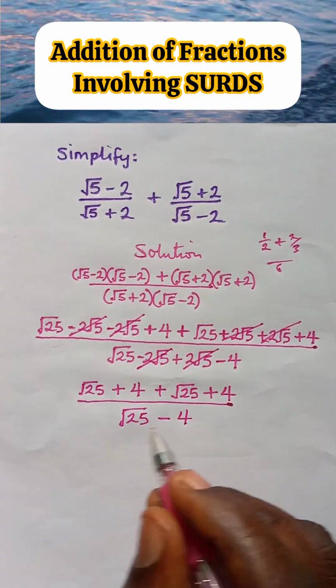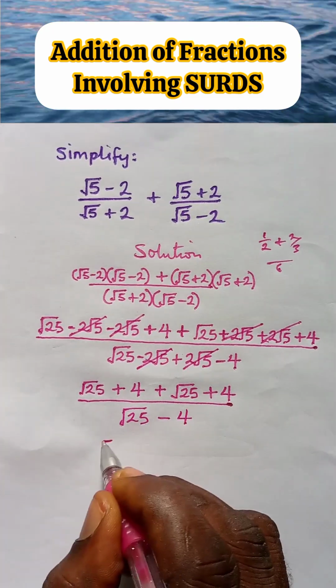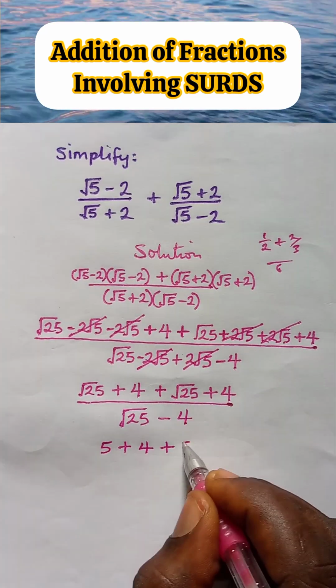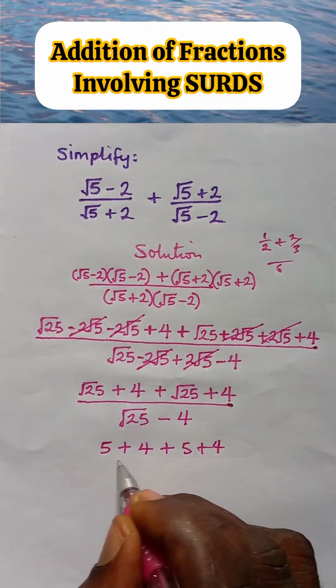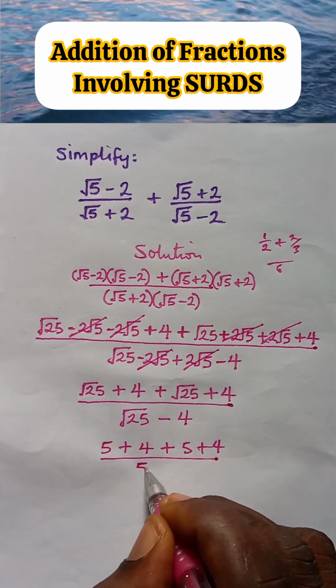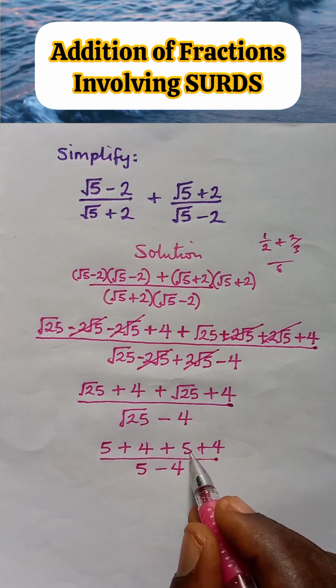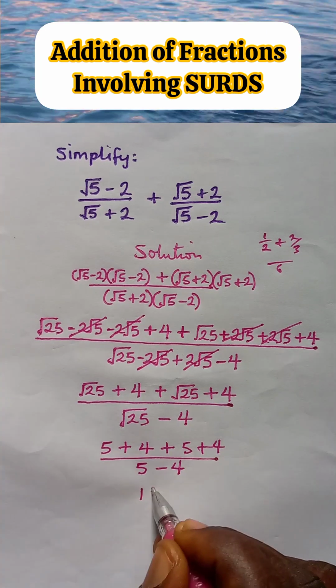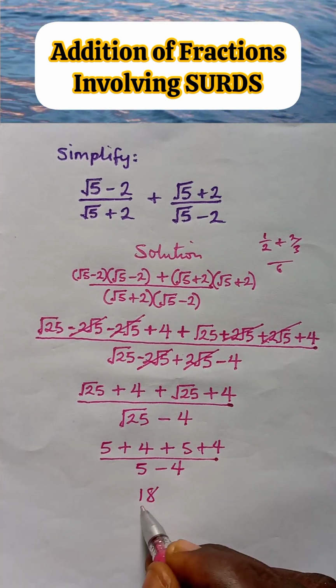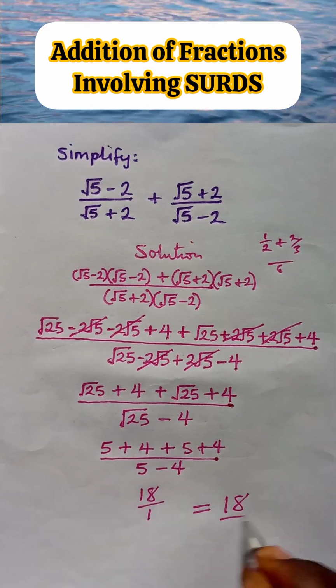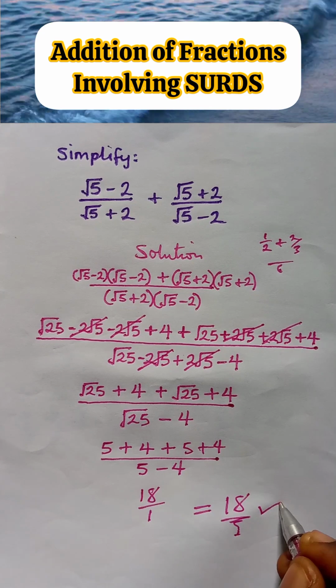Let's attend to the numerator now. The square root of 25 is 5, plus 4, plus again the square root of 25 is 5, plus 4, divided by the square root of 25, which is 5, minus 4. 5 plus 4 is 9, 5 plus 4 is 9, 9 plus 9 is 18, all over 5 minus 4, which is 1. And 18 divided by 1 is equal to 18. So this is our answer. Thank you very much for watching.